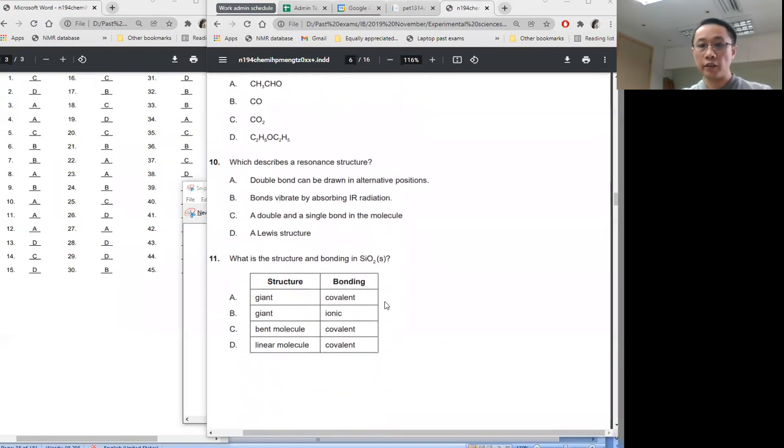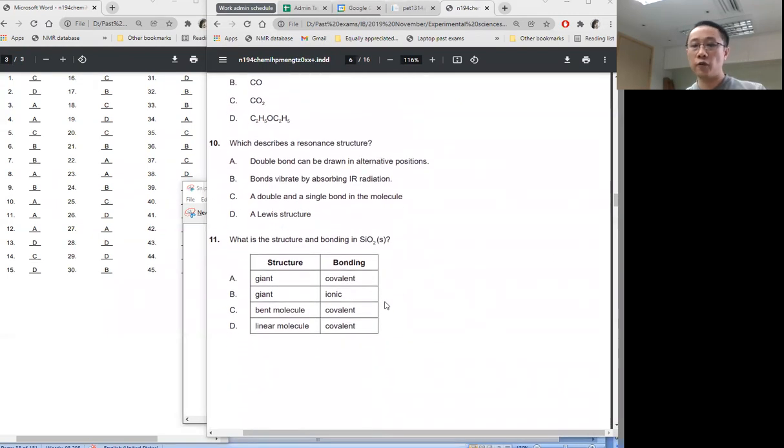Question 10 is about identifying resonance structures, and the definition for resonance structures is that those are dot structures that represent the same molecule, but the double bonds are in different positions. And that's why the answer is A already. C, just by having a double bond, does not guarantee that resonance structures can occur.